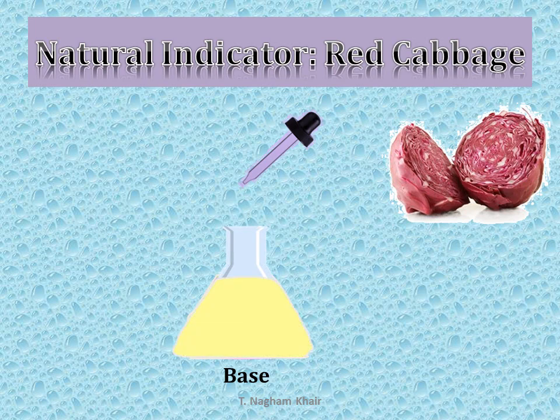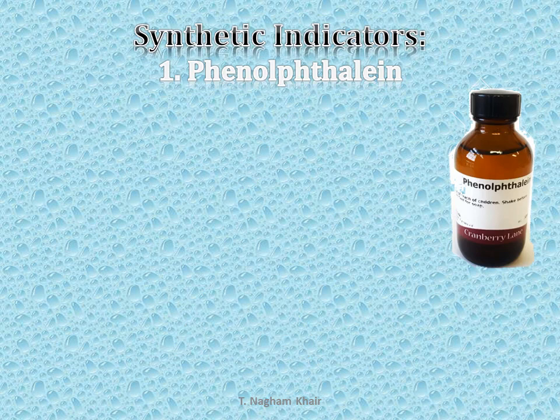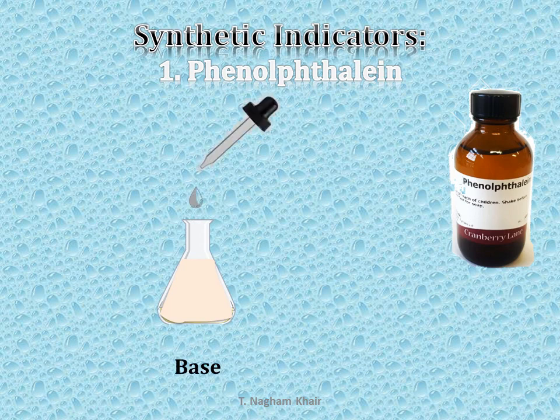Now, synthetic indicators. The first one we'll talk about is phenolphthalein. Here we have a base. If we add colorless phenolphthalein, the color will become pink. However, with an acid, there is no change in color. This means that phenolphthalein remains colorless.